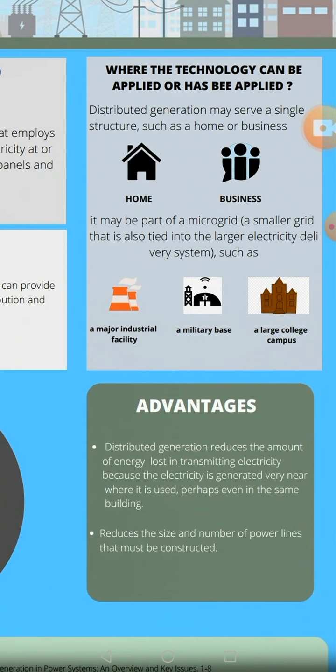Now, what are the advantages of the system? Distributed generation reduces the amount of energy lost in transmitting electricity because the electricity is generated very near where it is used, perhaps even in the same building. It also reduces the size and number of power lines that must be constructed.